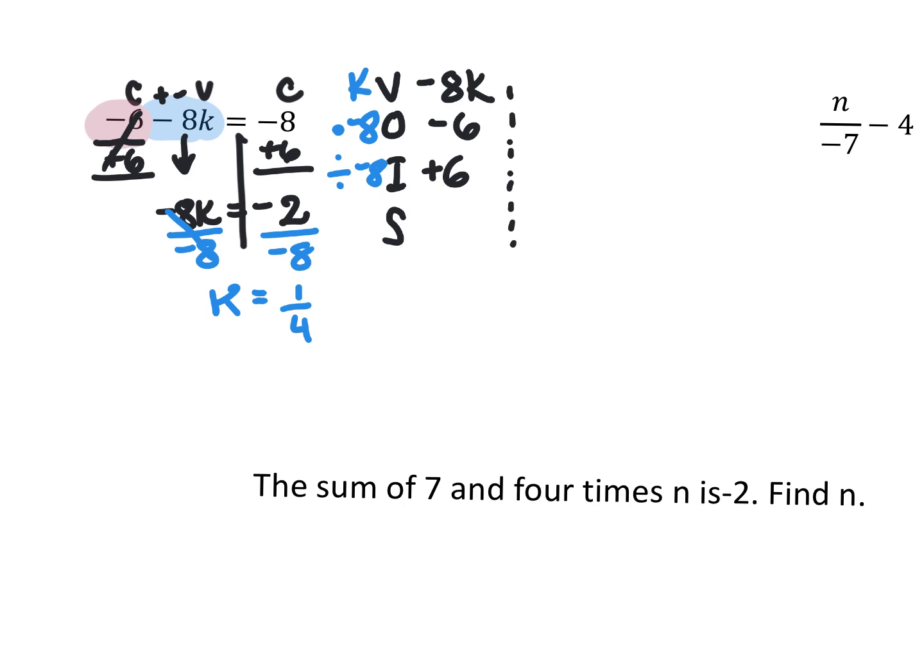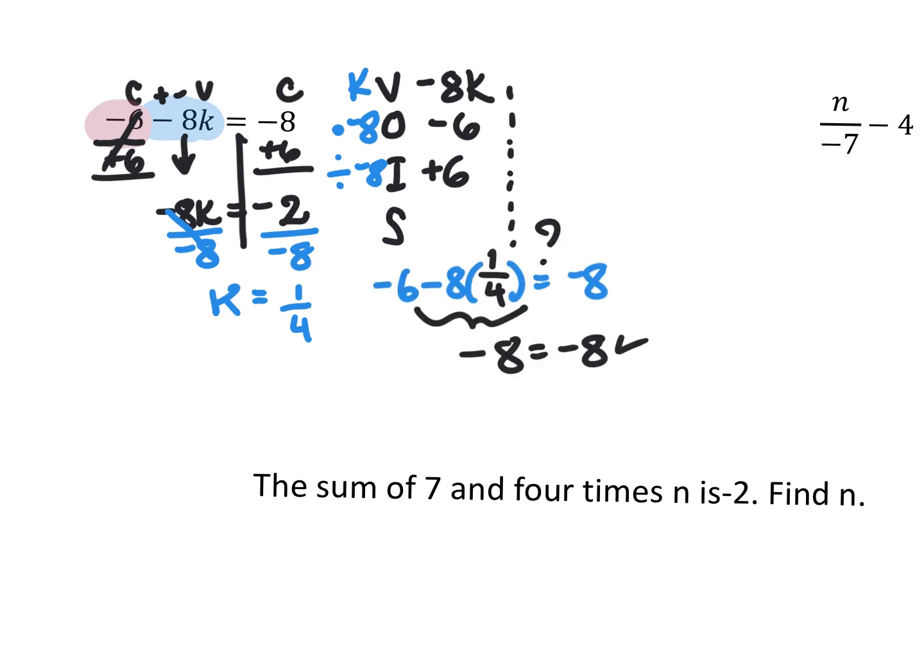Now I need to do my substitution, rewrite my equation, and substitute in for my variable. All right, so I left this space here. I did an open parentheses in place of my K. I did everything else exactly as it was. And I put in my calculator, negative 6 minus 8 times 1/4, enter. It gave me negative 8, so I know it checks because it says it's a true statement.